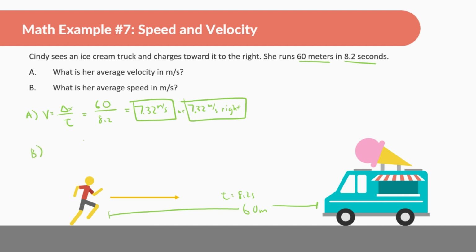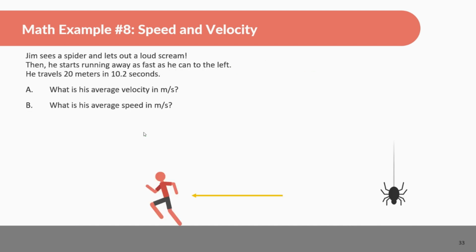Part B is, what is her average speed? Speed is equal to distance over time. In this case, and in a good amount of cases, the distance and the displacement are the same. So we have 60 divided by 8.2, and again we have 7.32 meters per second. Again, speed does not need direction, so it's always going to be positive, and you don't have to write which way it's going. Okay, next example.